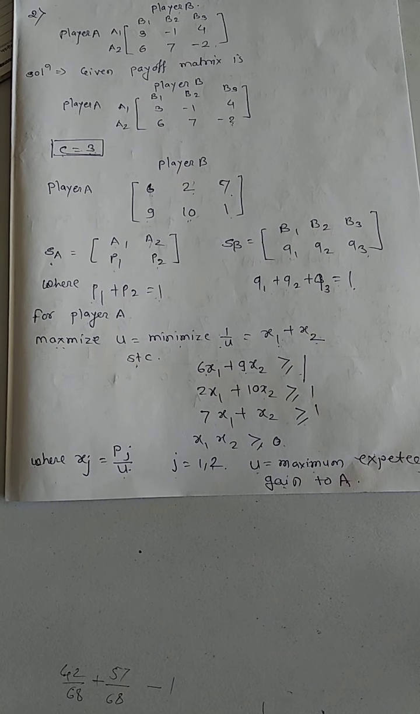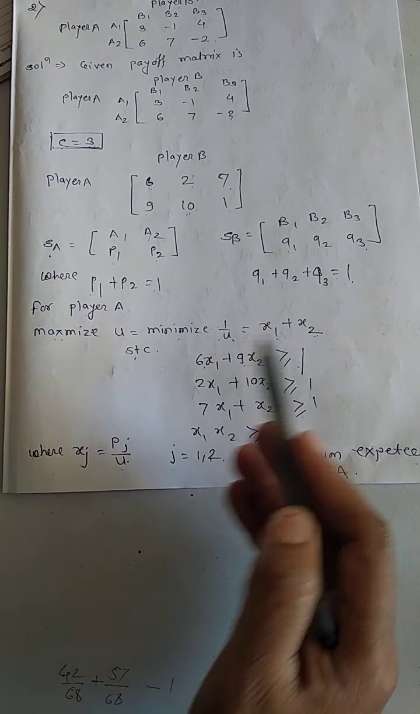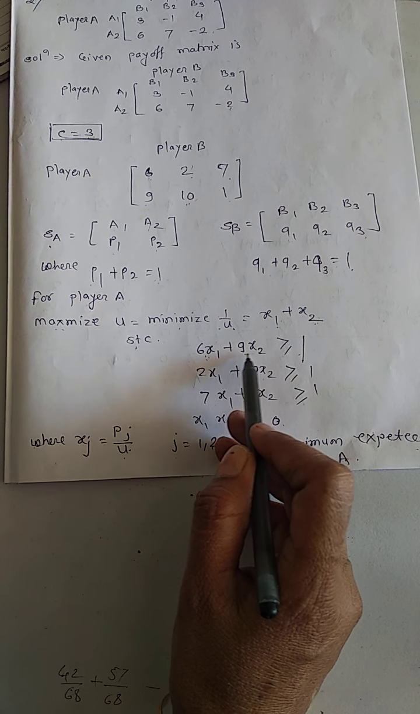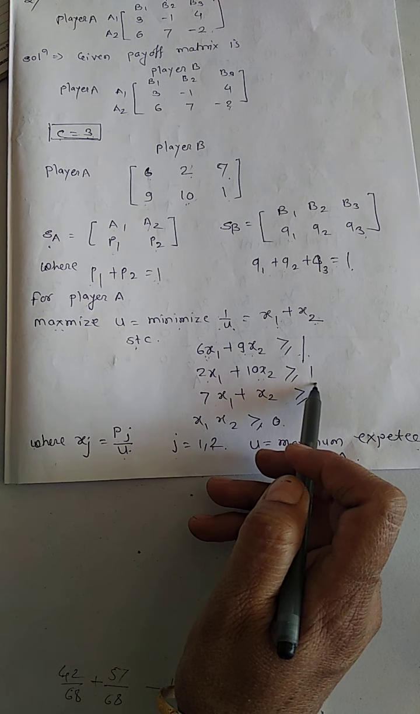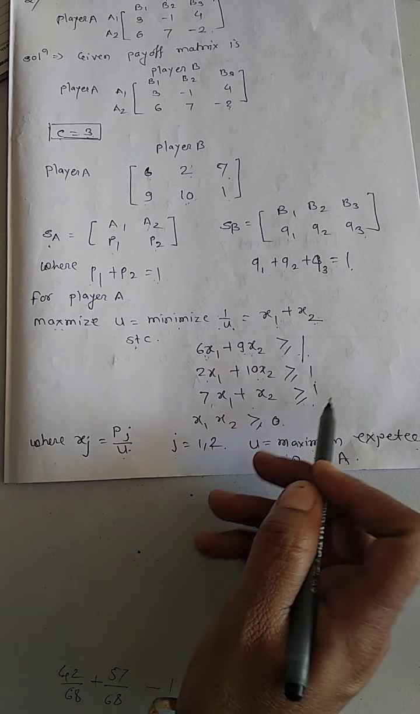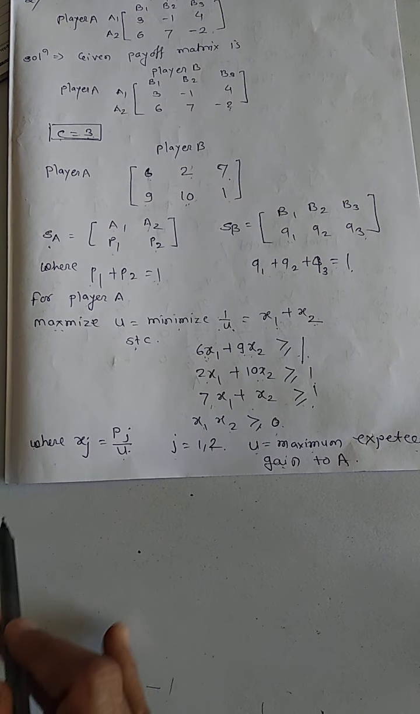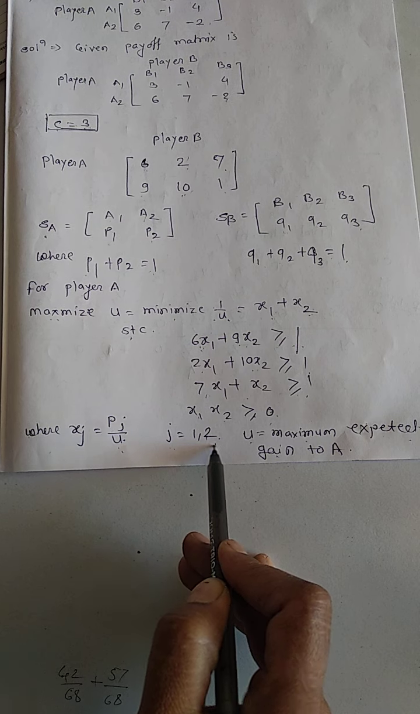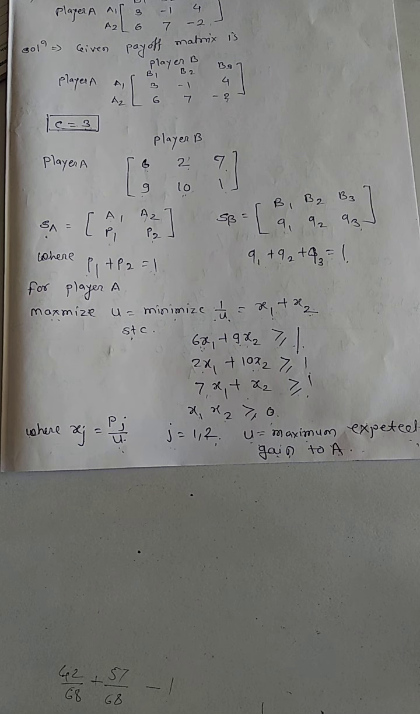For player A, maximize U is equal to minimize 1 upon U is equal to x1 plus x2, subject to constraints 6x1 plus 9x2 greater than or equal to 1, 2x1 plus 10x2 greater than or equal to 1 and 7x1 plus x2 greater than or equal to 1, with x1, x2 greater than or equal to 0, where we know xj is equal to pj upon U, j is equal to 1 to 2, and U is the maximum expected gain to player A.